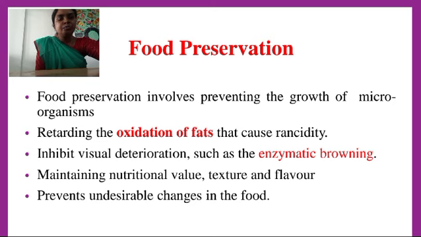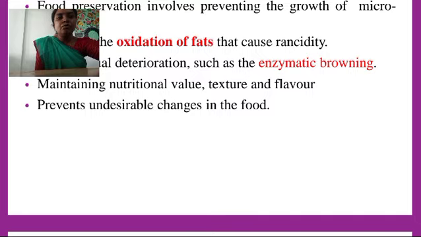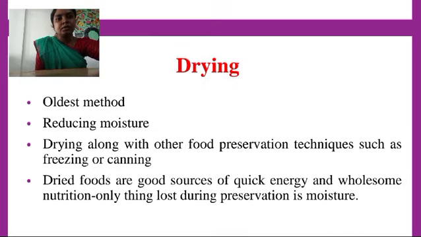Food preservation maintains the nutritional value, texture, and flavor of the food product, and it also prevents undesirable changes in the food. One of the traditional methods of food preservation is drying. Drying is one of the oldest methods of food preservation. Drying is the process of removing the moisture content from the product.